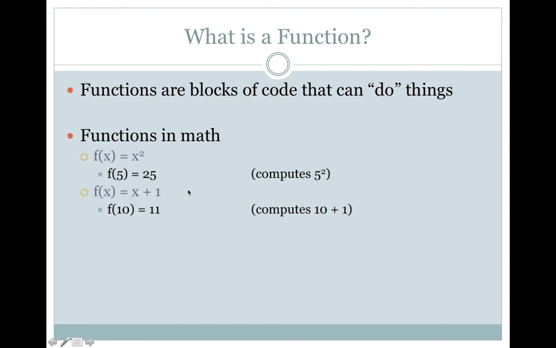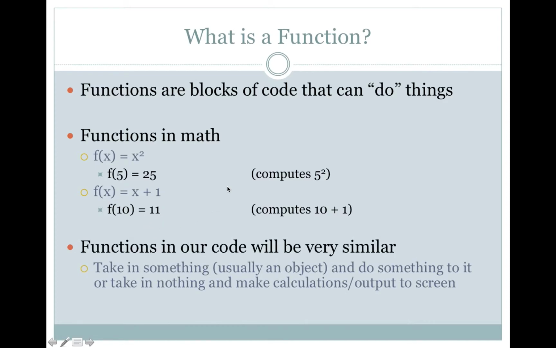And the same idea can be applied to functions, right? We're going to take in something, we're going to do some stuff with it, and we're going to output something, okay? And so functions in our code basically take in an object and do something with it, or they can take in nothing at all and they can make calculations or do some outputting to the screen or change the state of our game, that kind of thing. They can do different things, but they usually take in something. They can also not, but they always perform some kind of calculation on whatever comes in and change something, okay?